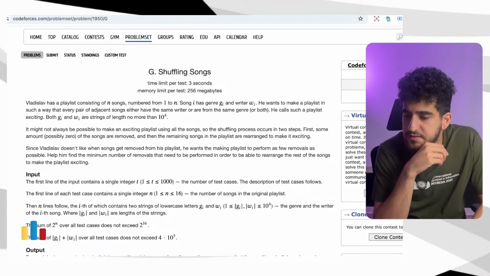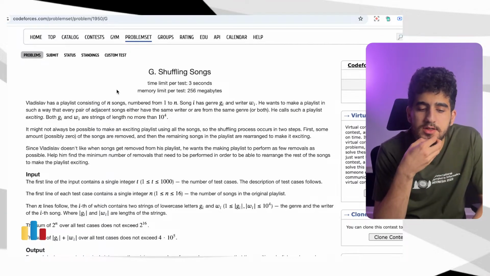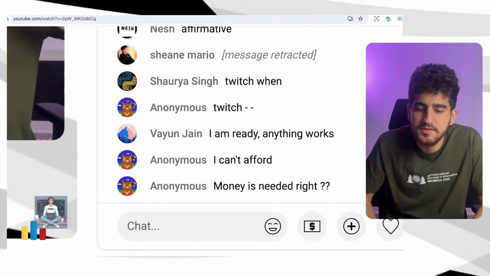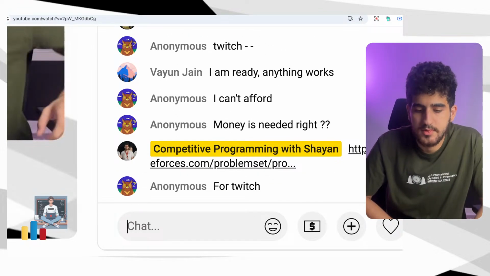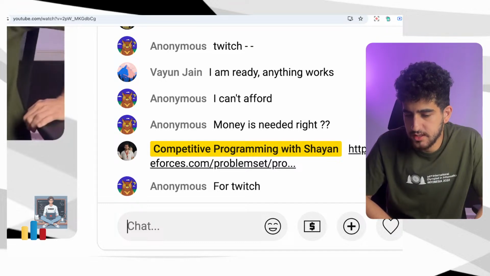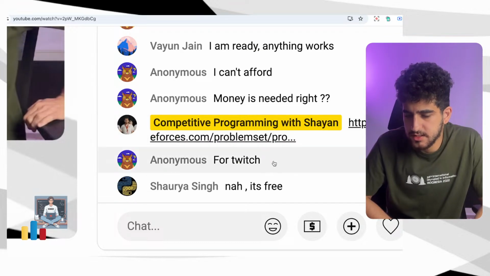Okay. Let's talk about the next problem that was in a recent contest and I solved it. It was a D4 contest. So it's problem G, 1950G. Problem G of a D4 contest recently. I guess it's free. It's free.